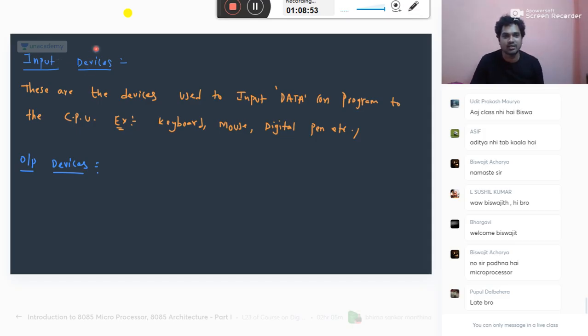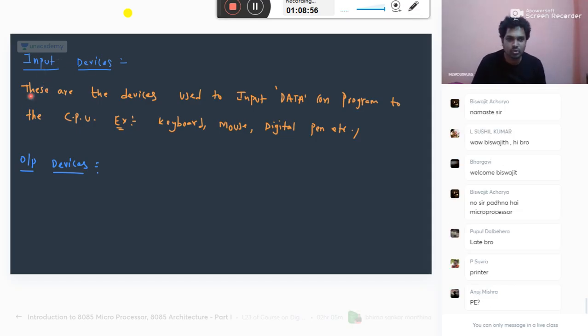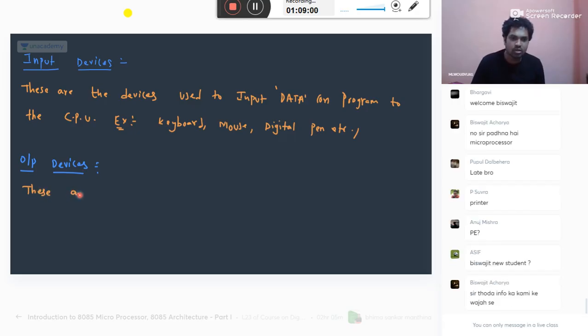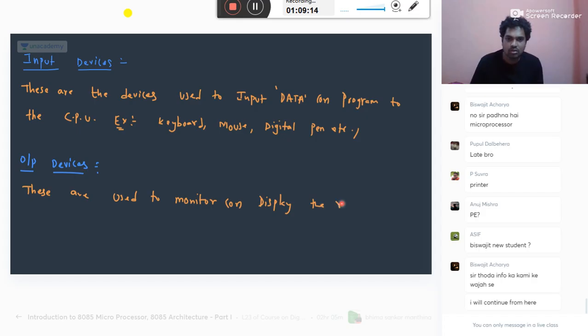Okay, listen. So what are the output devices? These are used to monitor or display the results. What is the use of output devices?